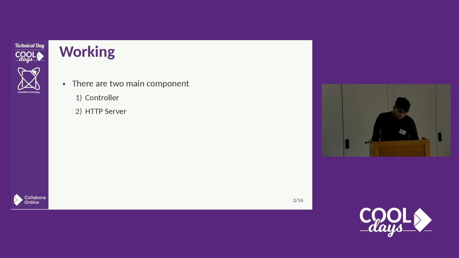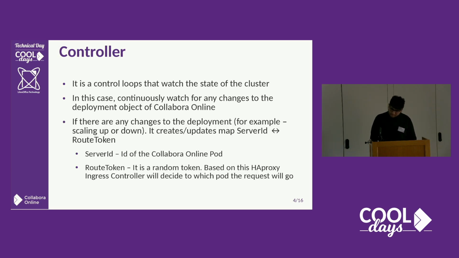So I like to divide the operator into two main components. One is the controller and the second is the HTTP server. The controller is a control loop that watches the state of the cluster. In this case, it will continuously watch for any changes in the deployment object of Collabora Online. If there are any changes to the deployment object, it will update or create a map of server ID and route token. Server ID is an ID assigned by WSD to each instance of Collabora Online, and route token is a random token that will help HA proxy navigate the requests so that collaborative editing and things like copy paste work.